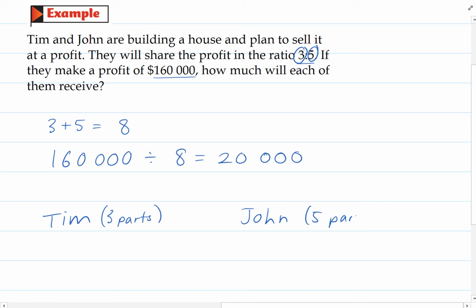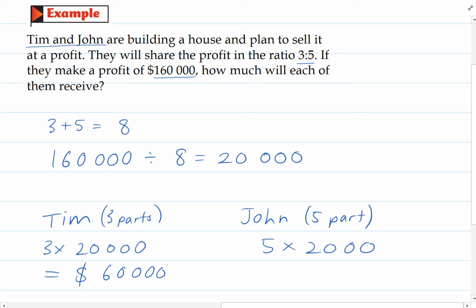And the reason why we know it's that way and not the other way around is however your question is written in order, like Tim and John, then the order of your ratio is the same as the order of their names. Okay, so Tim, since he gets 3 parts, that's going to be 3 times 20,000. So Tim's in for $60,000 profit, and John gets 5 parts of the ratio, so he's going to receive $100,000 of the profit.